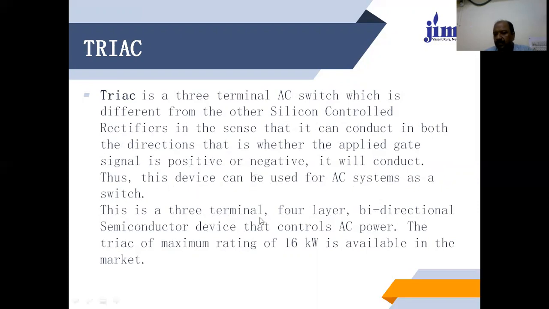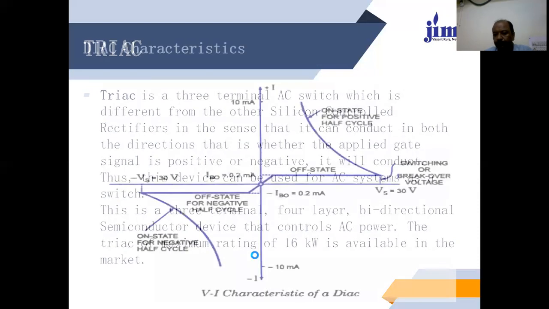This is a three-terminal, four-layer, bidirectional semiconductor device that controls AC power. A triac with a maximum rating of 16 kilowatts is available in the market.